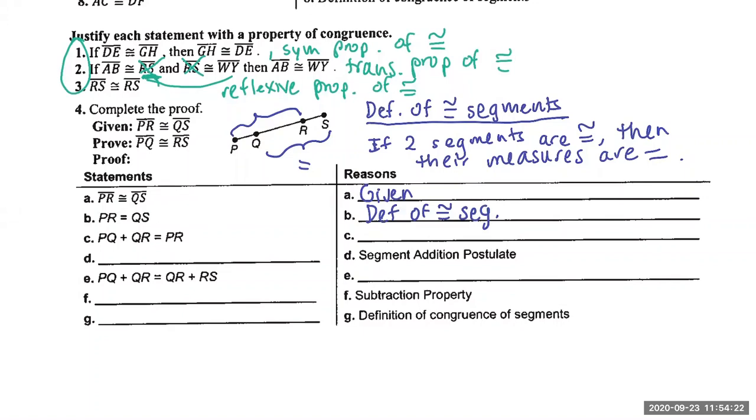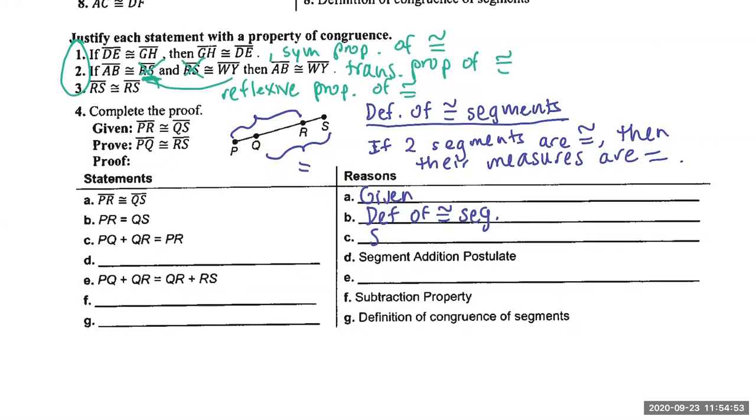equal. Okay, so now that I've converted that to equality, I look back at my picture and I need to somehow build the segment, the pieces and the whole. So I see that the next statement is PQ plus QR is equal to PR. So what allows me to say that? PQ plus QR equals the whole thing. Segment, good. Segment specifically, good. Segment addition postulate.